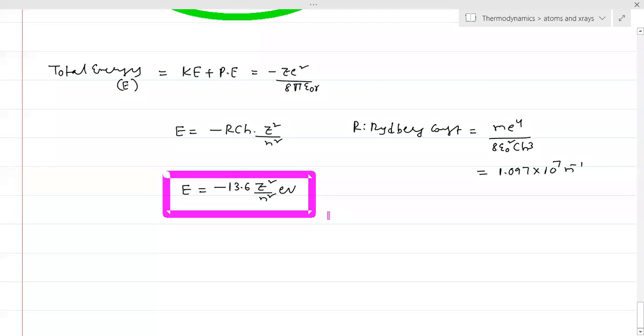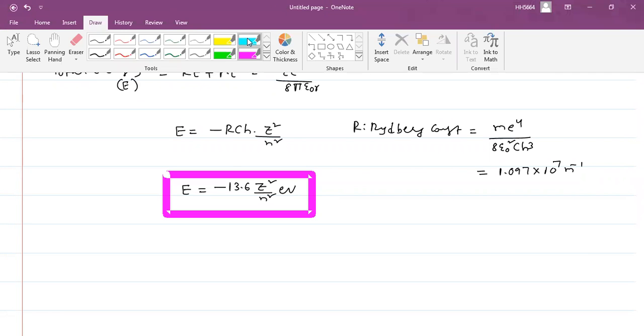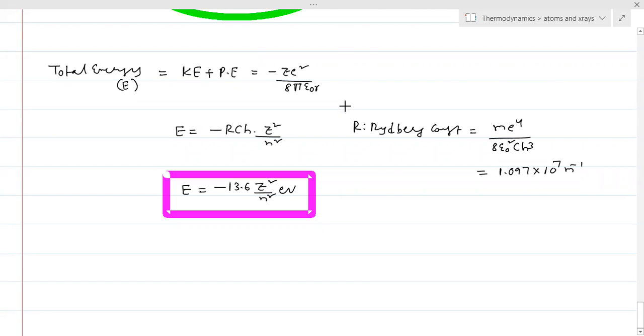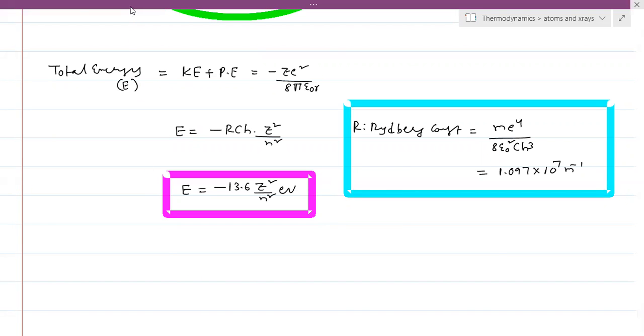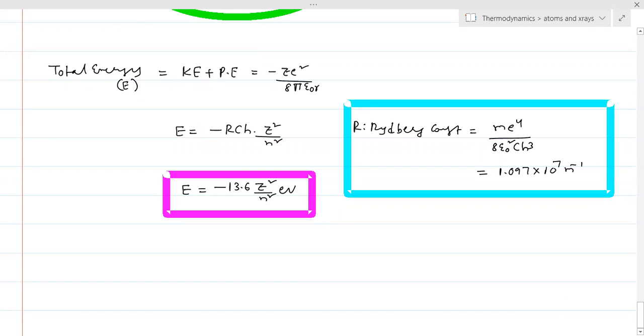In this way, this is very, very important, the total energy expression. And of course, in some typical problems, the expression for the Rydberg constant is also important. Generally, we will come across 1 or 2 questions based on Rydberg constant values.